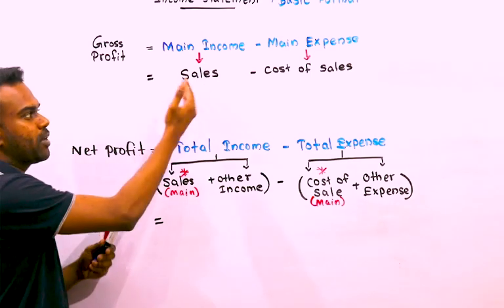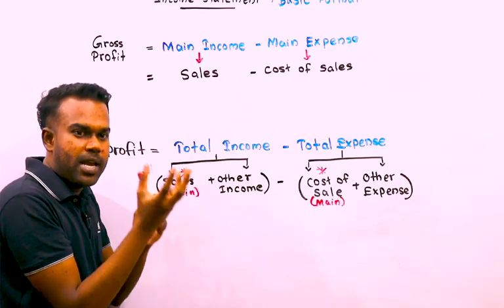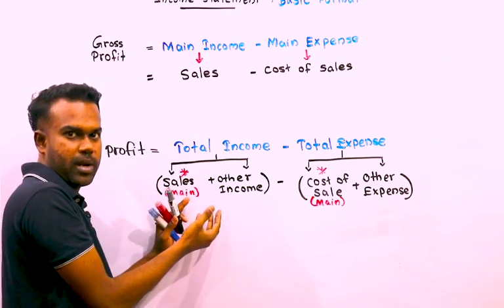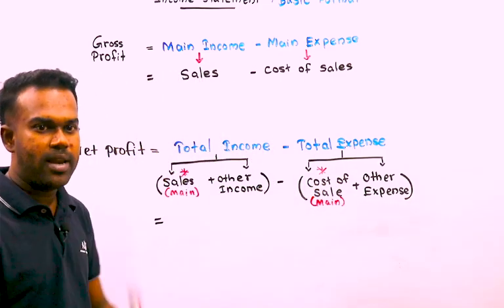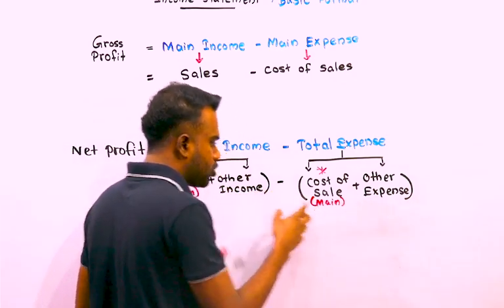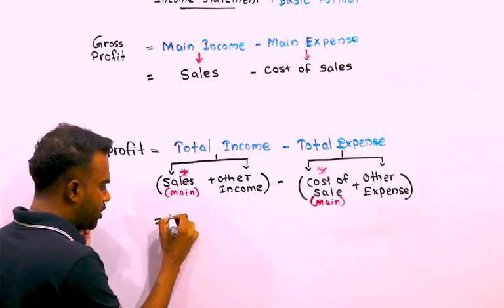Gross profit means sales minus cost of sales. And that main gross profit is included here. Right? Finally, total income minus total expense includes main incomes and main expense. Therefore, we can use sales minus cost of sales. Therefore, instead of these two, I'll write down gross profit.